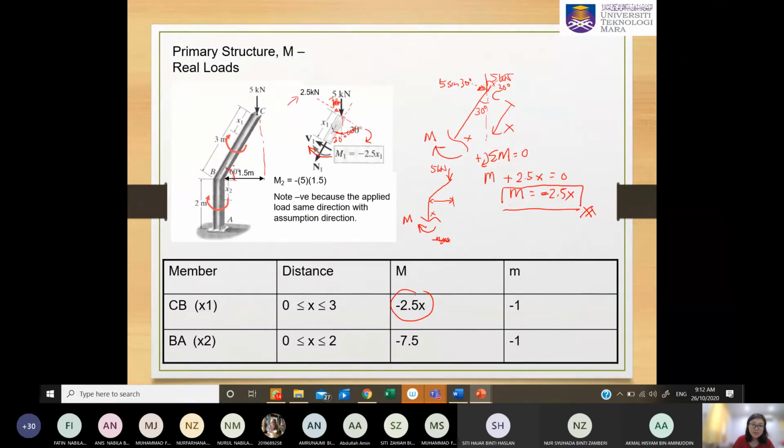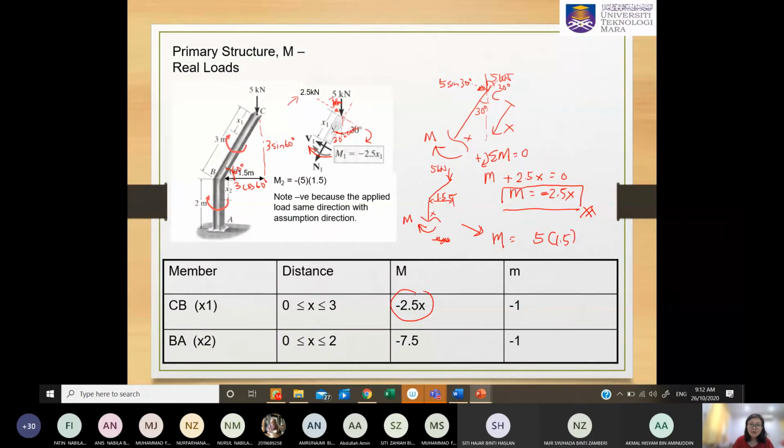So you know that this is 60, right? To get this is 3 sine 60. To get this width is 3 cos 60. So you can get this 1.5 meter by the trigonometry. So now there is only one load involved. It will be 5 multiply 1.5. So to get this moment done, just 5 multiply 1.5.